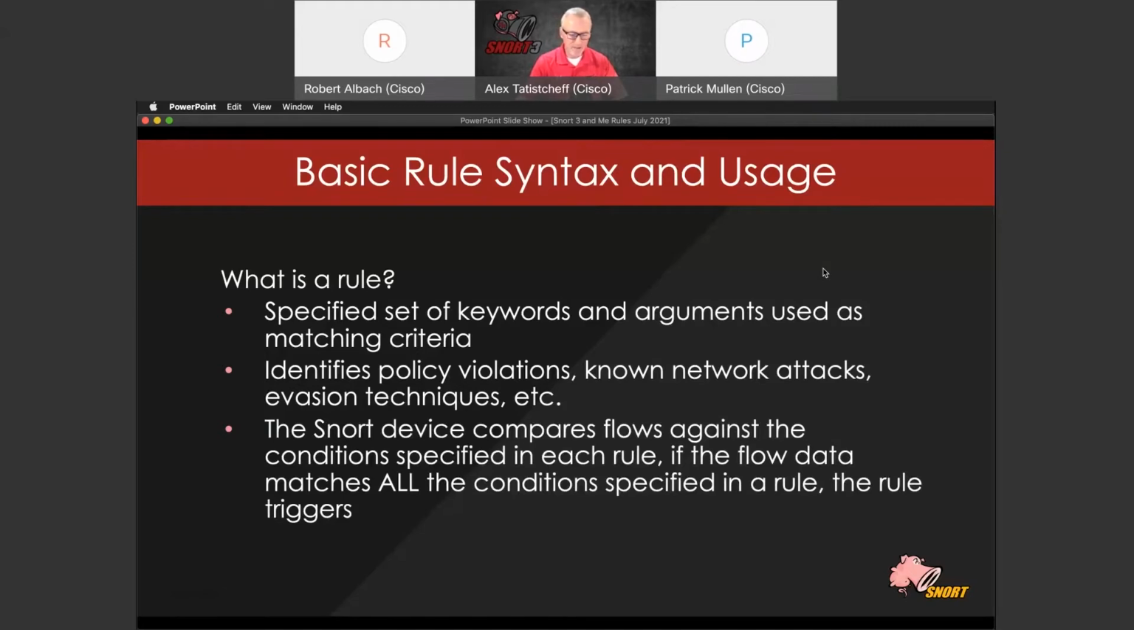So the Snort device, sensor, or whatever you want to call it, compares these flows against the conditions specified in the rule. And if the flow data matches all the conditions in the rule, the rule triggers. There are multiple keywords in a rule typically. It doesn't have to be, but typically there's more than one. So typically there are several detection keywords in a rule. They all have to match. So everything in the rule is an and, there's no ors in Snort rules.